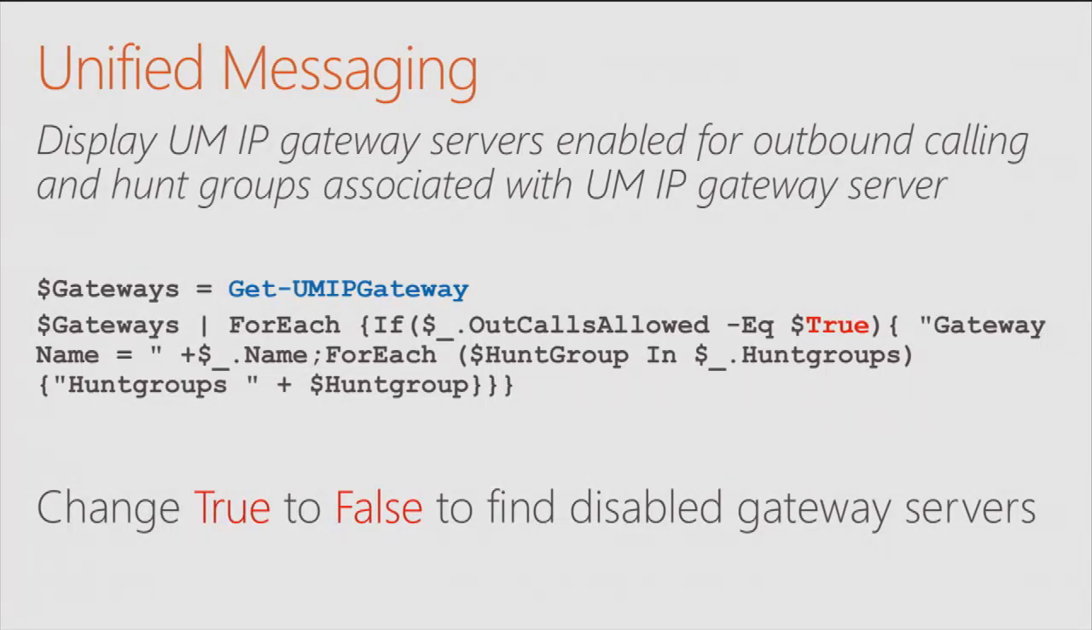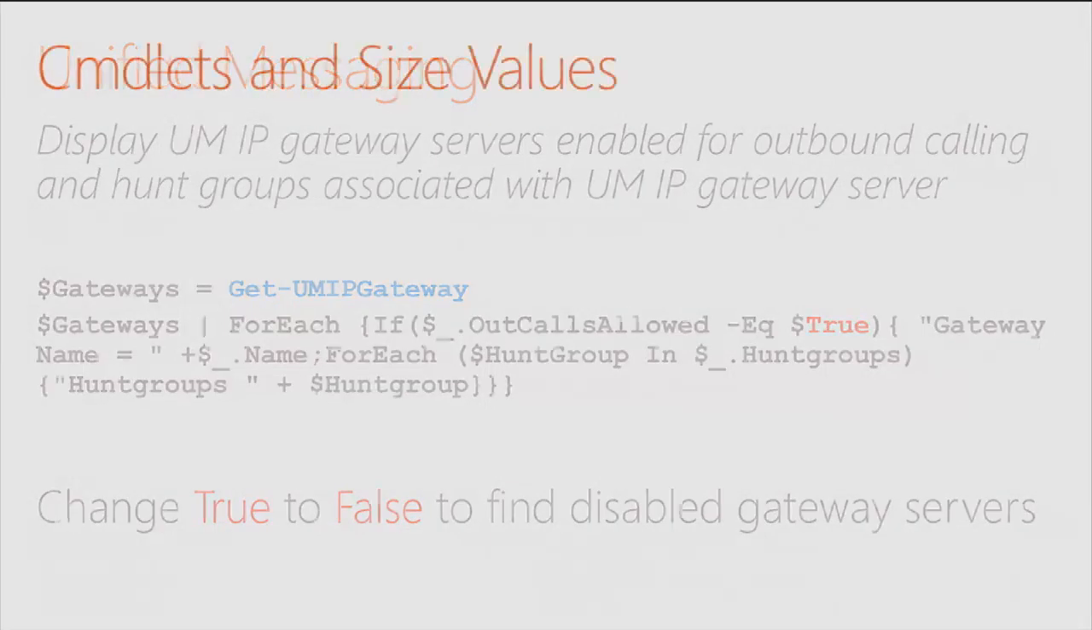So the first one, we're just setting the alias for Get-UMIPGateway, and then the next one, we're taking the gateways and we're finding which ones are enabled for outbound calling and what hunt group they're in. If you want to find the ones that are disabled, just change true to false there, and that'll flip the bit for you. What else we got here?